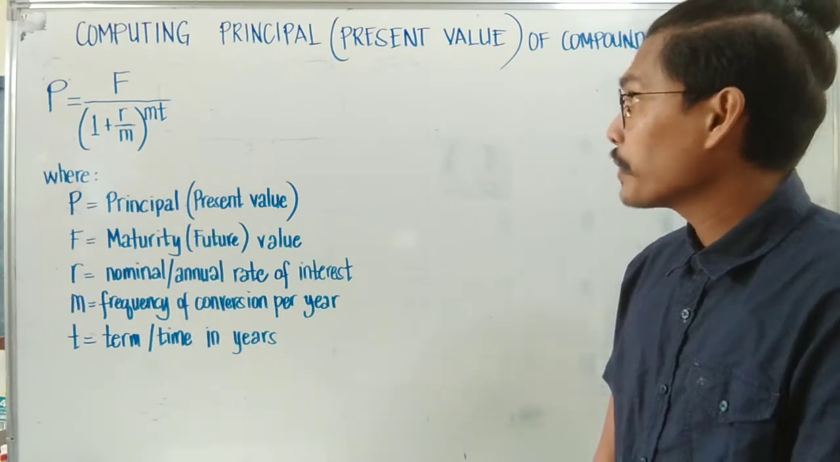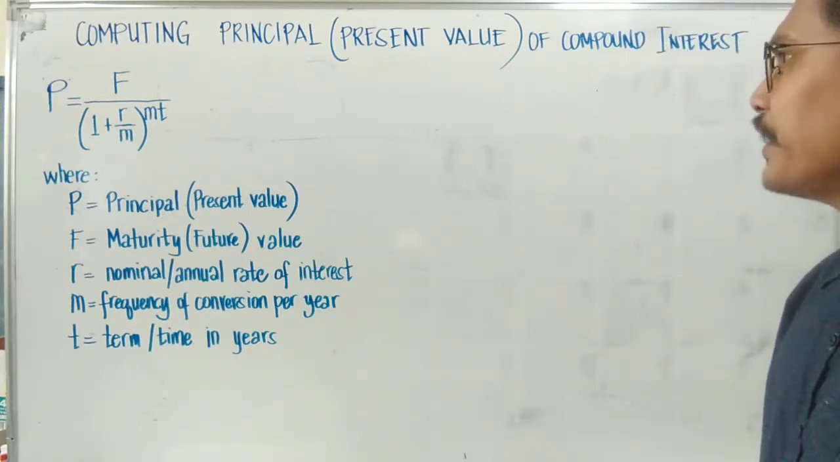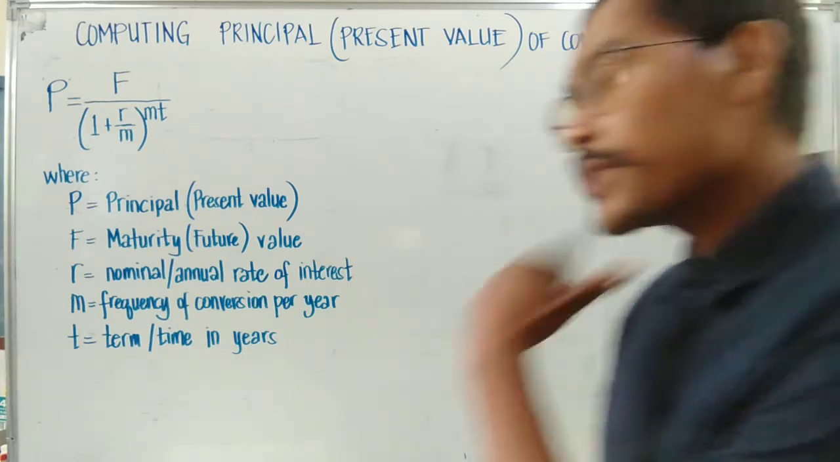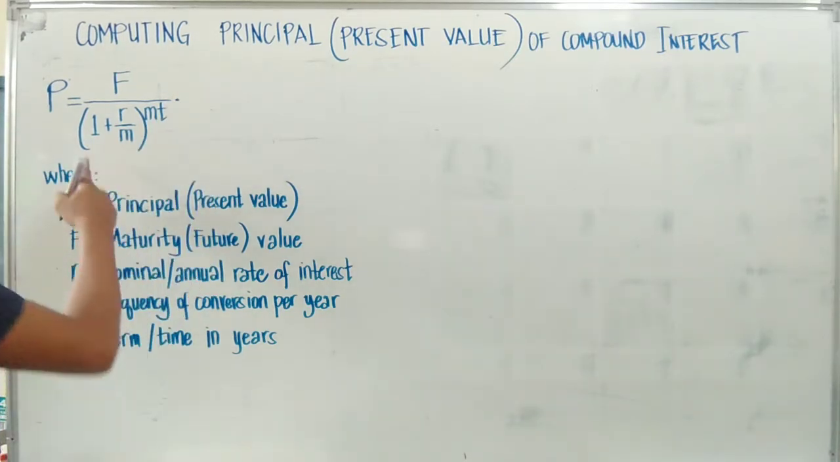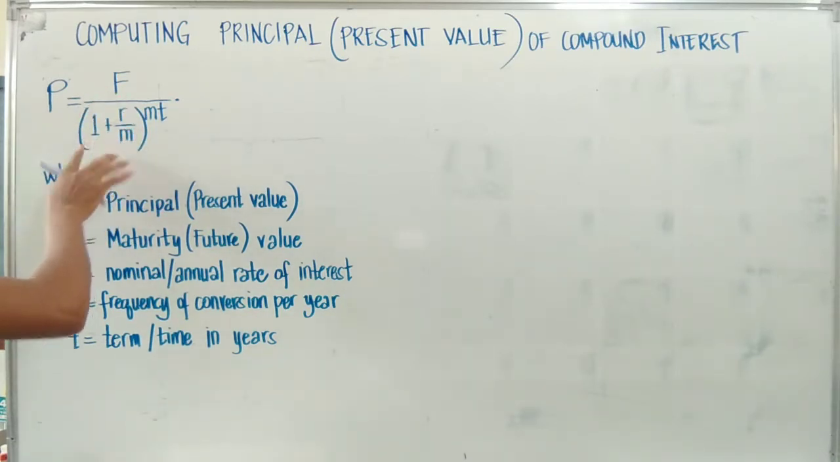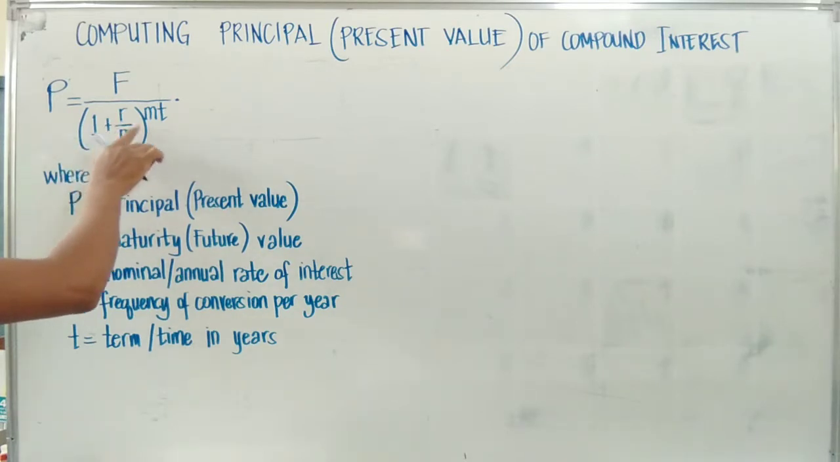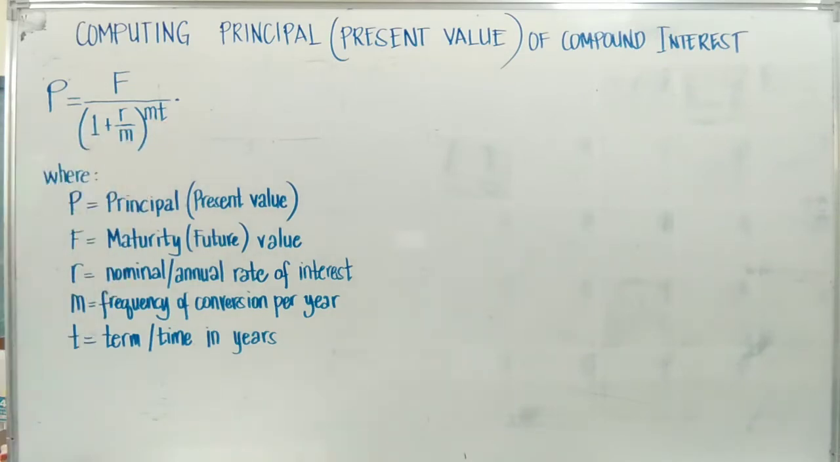So this time we will be computing your principal or present value of compound interest. We will be using this formula or equation in computing your principal or present value. We have P equals F over the quantity of 1 plus R divided by M raised to MT.